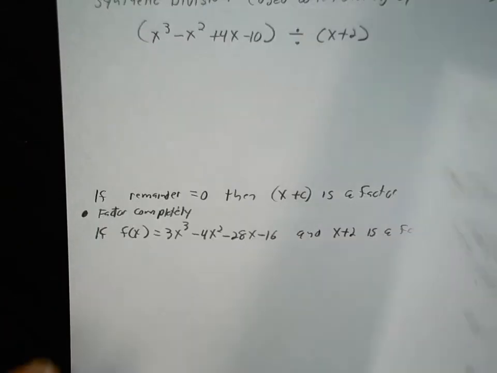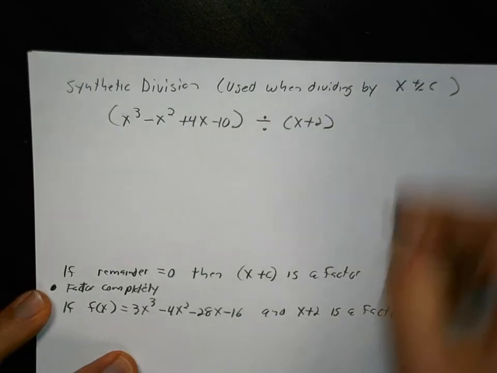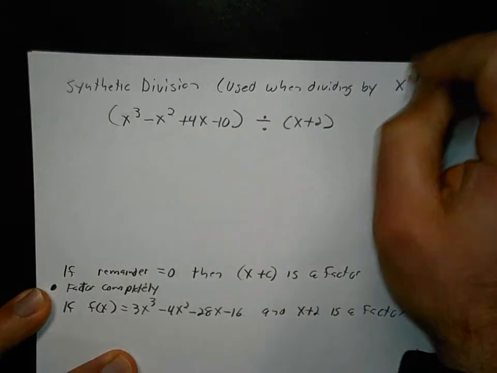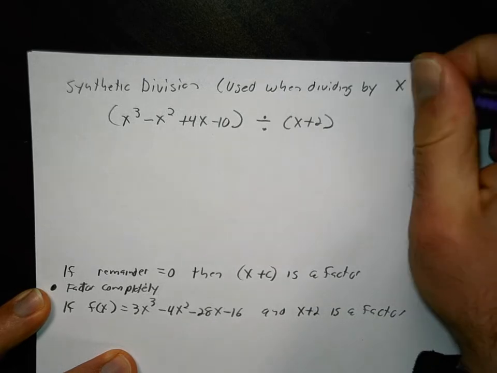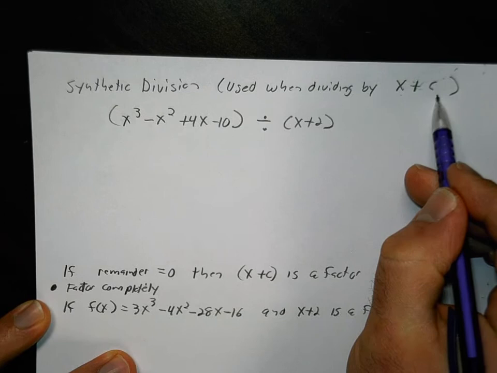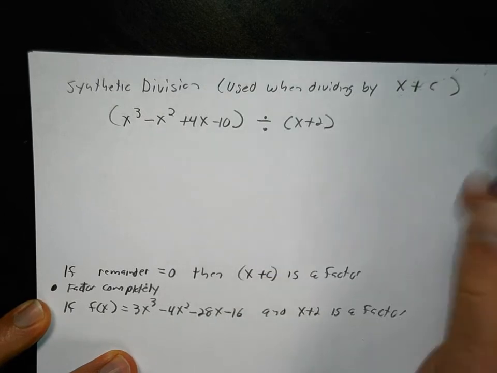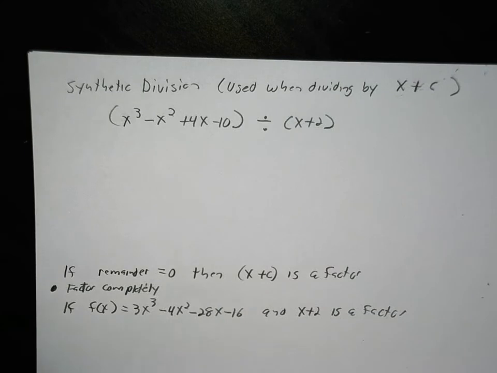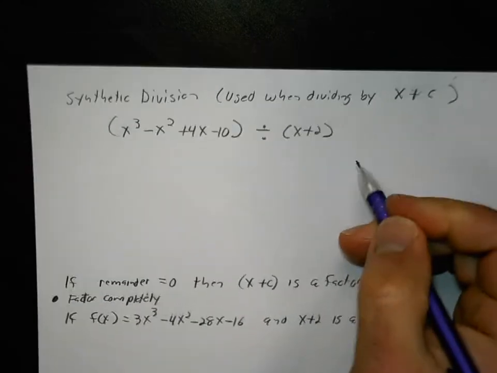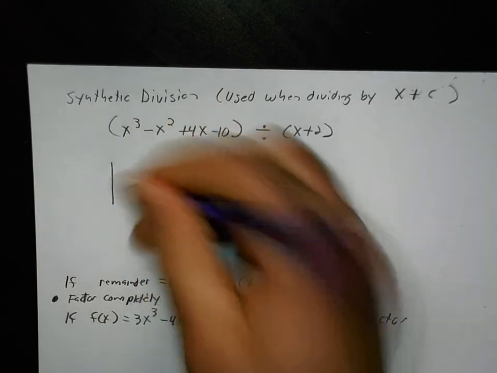Now, there's special cases when I'm dividing by, I'm just going to leave this a plus c. But it works for minus 2. When I'm dividing by a x plus something, I can use synthetic division, and it's going to make things a little bit easier for us. Okay, so let's do this one using synthetic division. So we've done synthetic substitution before. This is pretty similar.